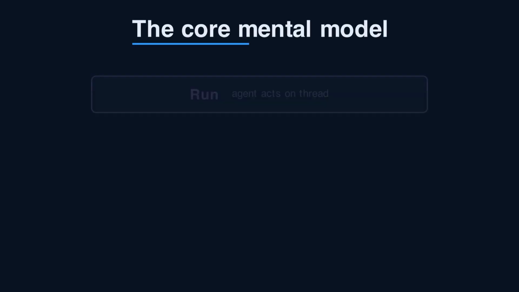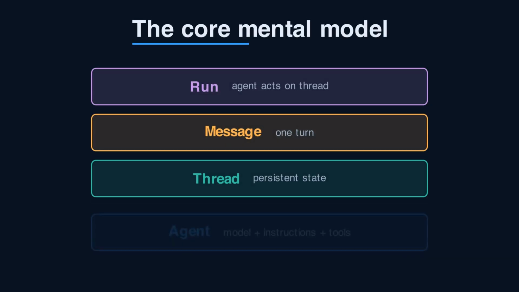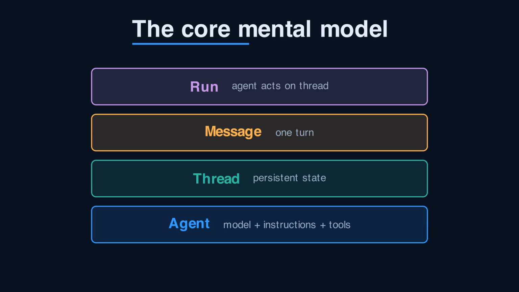For nouns, carry the whole system. An agent is a configuration, a model deployment, a system prompt called instructions, and a set of tools it is allowed to use. A thread is a persistent conversation, and the service stores its message history for you, so you are not shipping the full transcript on every call.